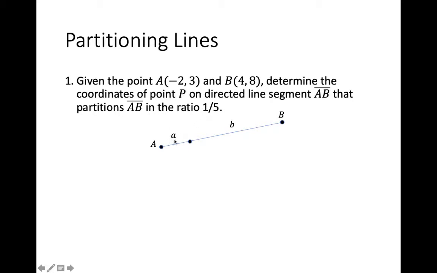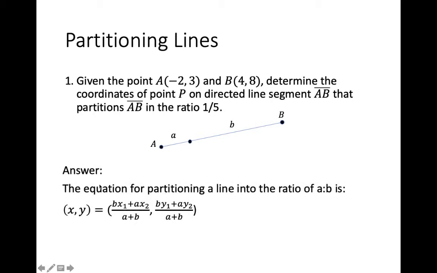It would equal, if you simplified it, 1 over 5 or 1/5. Okay, well, the answer for this is that you use the equation for calculating the coordinates of a point that would partition the line into this ratio. So here's your equation, and now we just need to plug in some values.